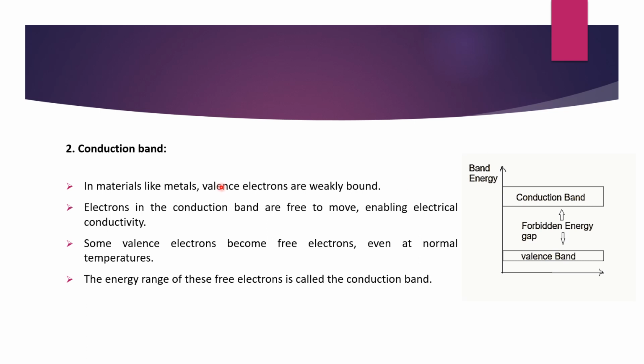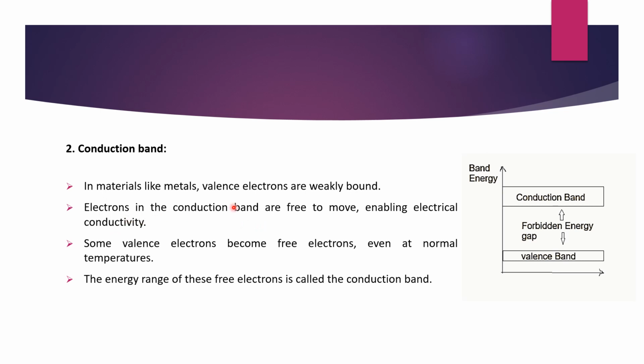Okay. The next one is the conduction band. We said the outermost electrons are the valence electrons. In a material like metals, valence electrons are weakly bound. Some of the valence electrons are weakly bound to their nucleus, so at room temperature they are set free. Room temperature is a kind of heat energy. When that energy is applied, they are set free.